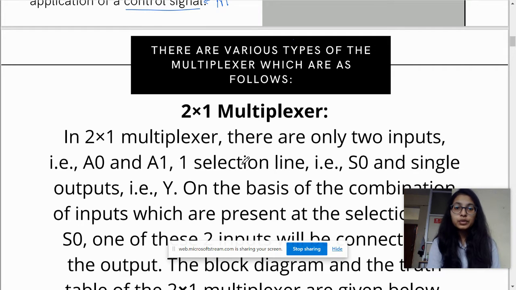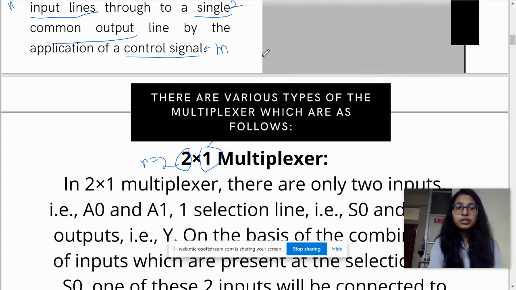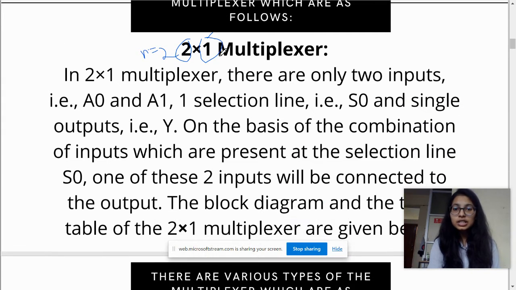Firstly, we'll have the 2 cross 1 multiplexer. As it is very clear from the name, 2 cross 1 means we'll be having two inputs and one output. Multiplexer will definitely have one output, so that is not at all confusing. Since it is 2 cross 1, n will be 2 here. What is n? n is the number of input lines. So, we'll take n as 2 and 1 as the number of output lines, and m, as I already told before, is the control signals or the number of selection lines.